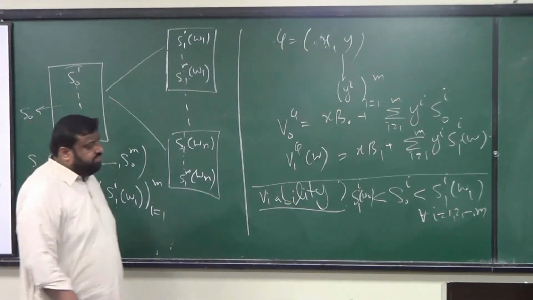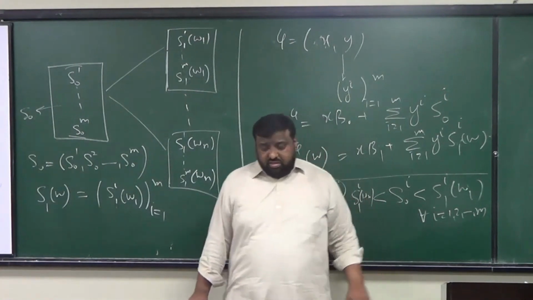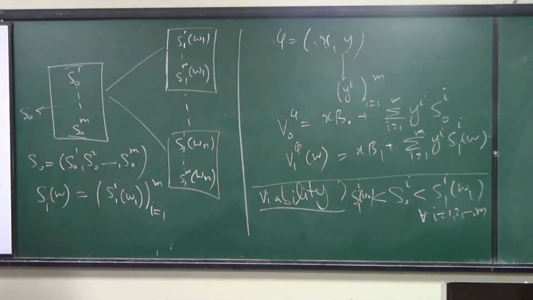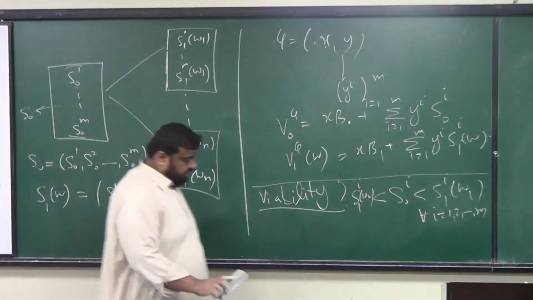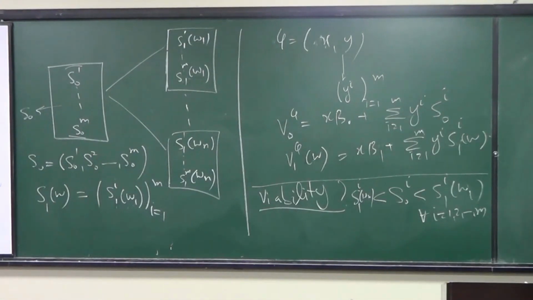Okay. But I'm not going to depend on this condition of viability. Basically, the condition of viability that we are going to use throughout the rest of the discussion is going to be through risk-neutral probability. Now, what should be the meaning of risk-neutral probability measure here?